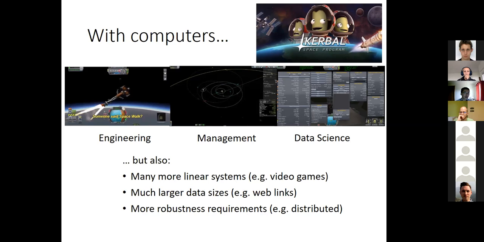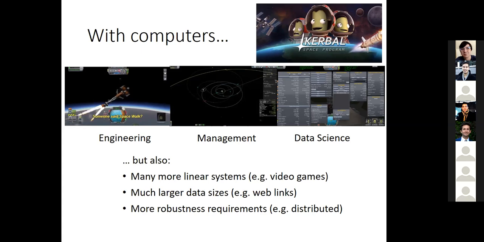On the other hand though, computers, aside from really popularizing concepts related to linear systems, also led to a lot of other things. The fact that video games need to solve linear systems means that we have to solve a lot more linear systems. A lot of high-level programming languages have solving linear systems built in as single commands. We also get much larger data sizes. Nowadays, instead of just the non-zero structures of a table, what you have is the links on the internet, so you basically get very massive matrices.